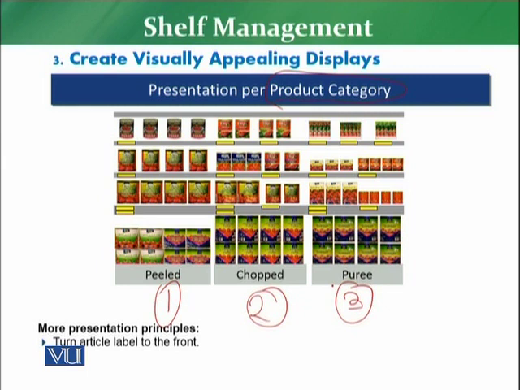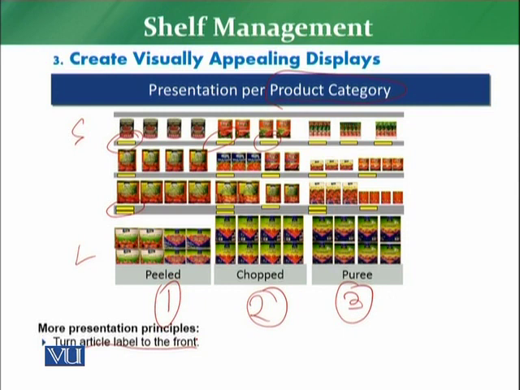Also, in this display, you will see that the packaging goes from the smallest to the largest. Also, the labels are displayed on the front. You can see this label. Labels are very much there, displayed on the product. So the key main principle in this part is turning the article label to the front, and the products should be presented as per the product categories.